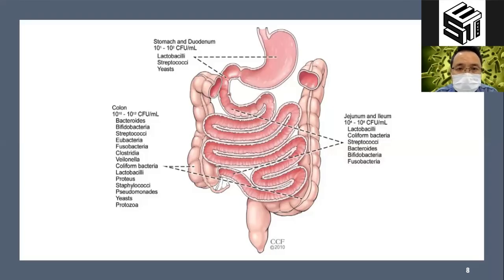The number increases when we reach the jejunum and ileum, where it is 10 power 4 to 10 power 6 CFU per ml. And then the number gets much bigger, 10 power 10 to 10 power 12 CFU per ml in the colon, where the majority of the bacteria are Bacteroides, bifidobacteria, and streptococci, as well as eubacteria and a number of other bacteria.